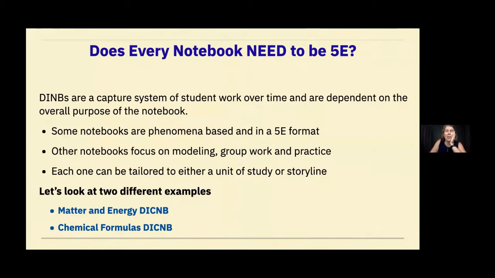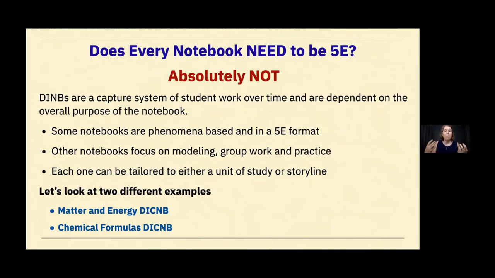Does every notebook need to be 5E? Absolutely not. I'm trying to do more of that because I'm trying to switch more into storylines, but there are some topics that are just not 5E. So the way I use these is to capture student work over time. And you really have to think, what's the purpose of the notebook? Some notebooks are phenomena based and 5E, awesome.